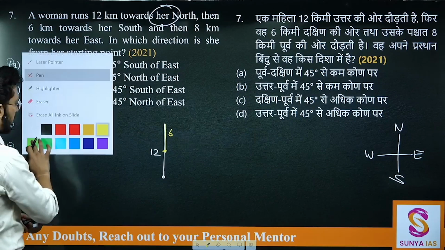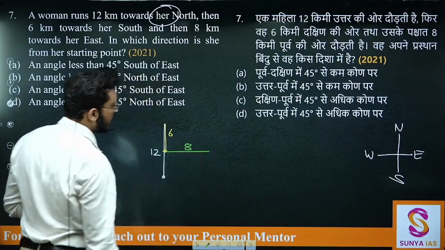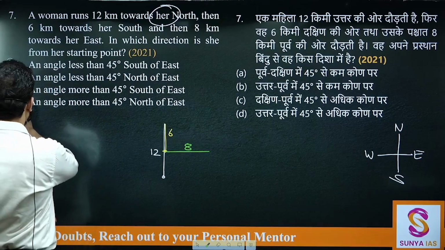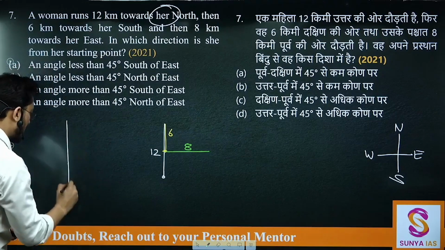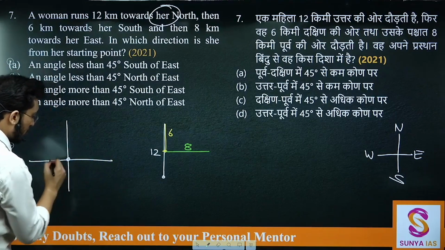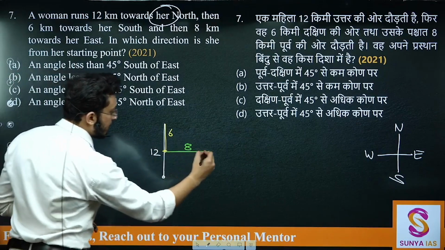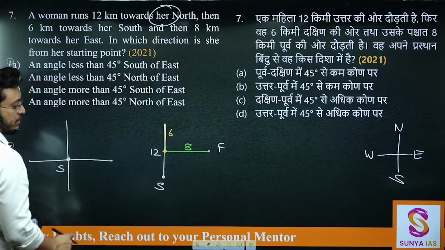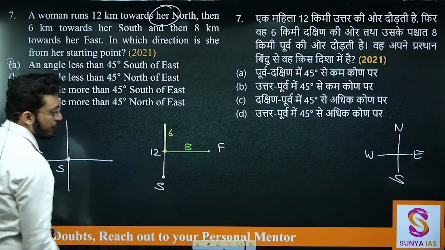Then 8 kilometers towards east. Now 8 kilometers towards east, from here she is running 8 kilometers towards east. In which direction is she from her starting point? Now understand, I'll make this in a coordinate system normal. Let's say this is the starting point, this F is the finishing point. If I am representing it here, now where will I see this distance is?